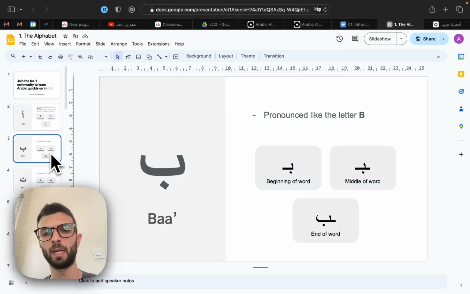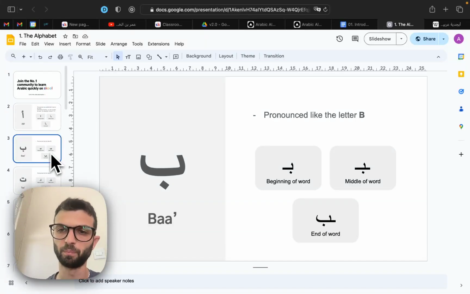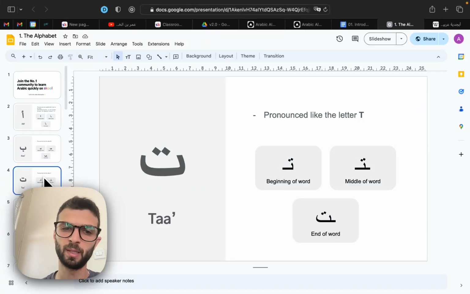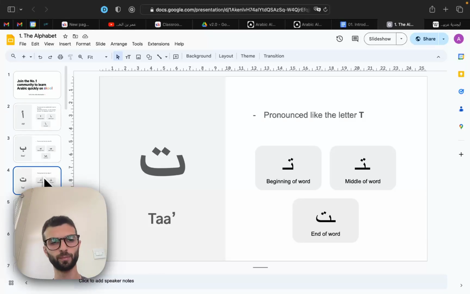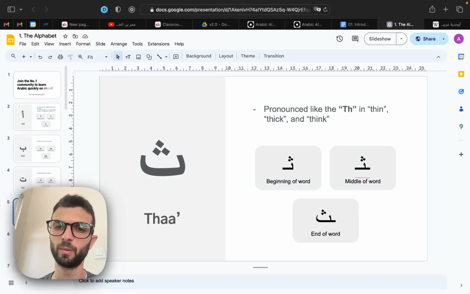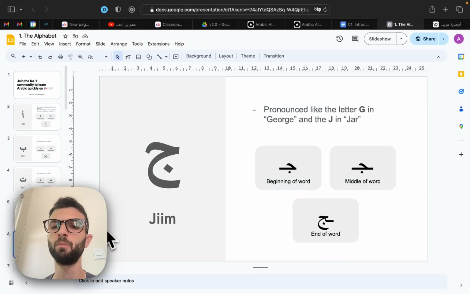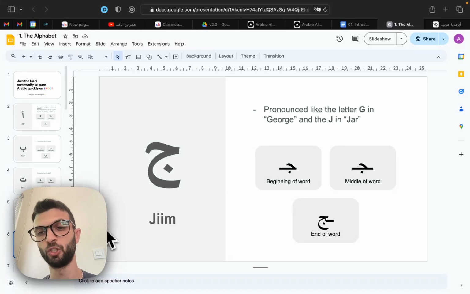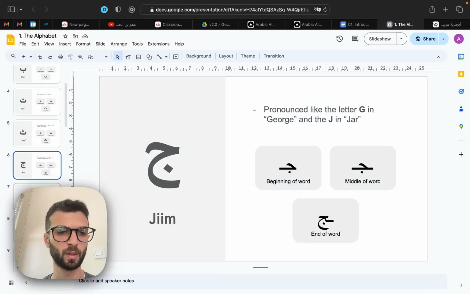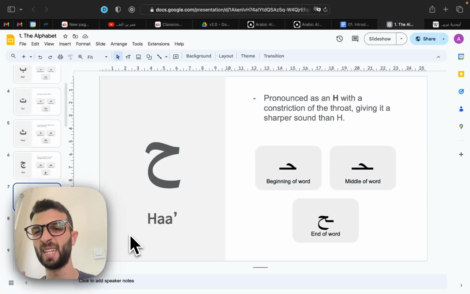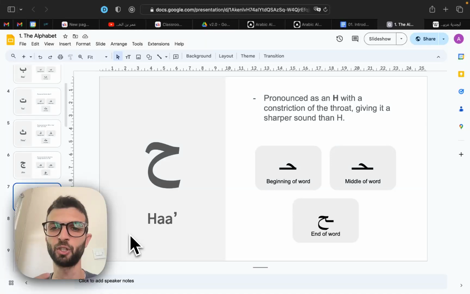Next letter is Ba, which is equivalent to the letter B. Very simple. This one is Ta, pronounced like the letter T. This is Tha, which is pronounced like the TH in thin, thick, and think. This is Jim, pronounced like the J in George and in jar. This is Ha, which is pronounced as an H with a constriction of the throat, giving it a sharper sound than H.